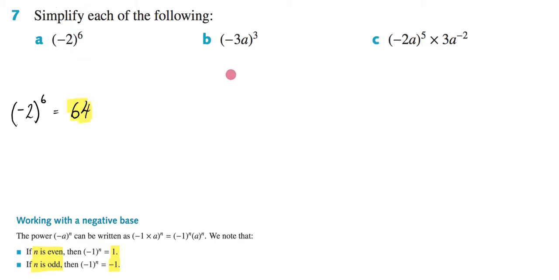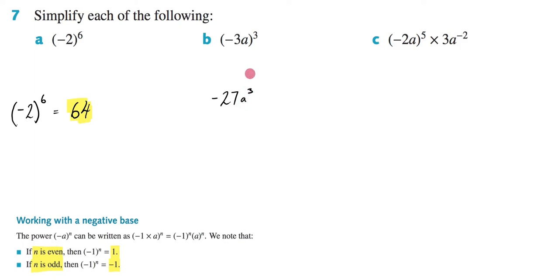Let's now move on to our next question. Here I have a negative base again, but my power is odd, which means my answer is going to be negative. I'm hoping I don't get mixed up when I say even, odd, negative, positive. Because I have an odd power, it's going to be a negative answer. So it's going to be negative 27a cubed, because that's 3 cubed, and then a cubed as well.